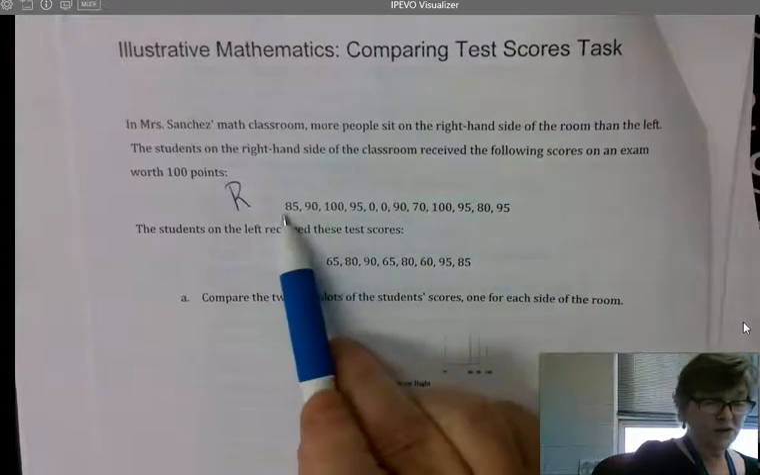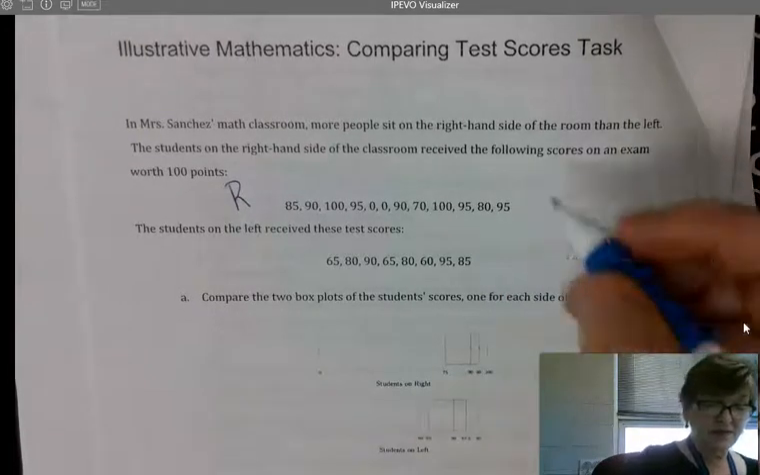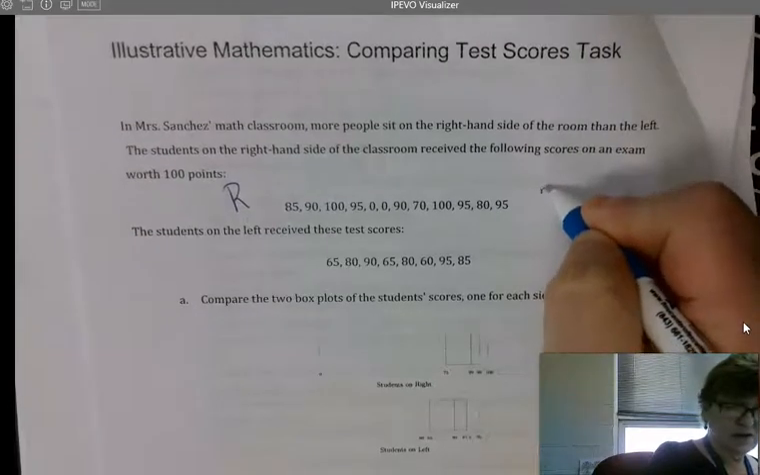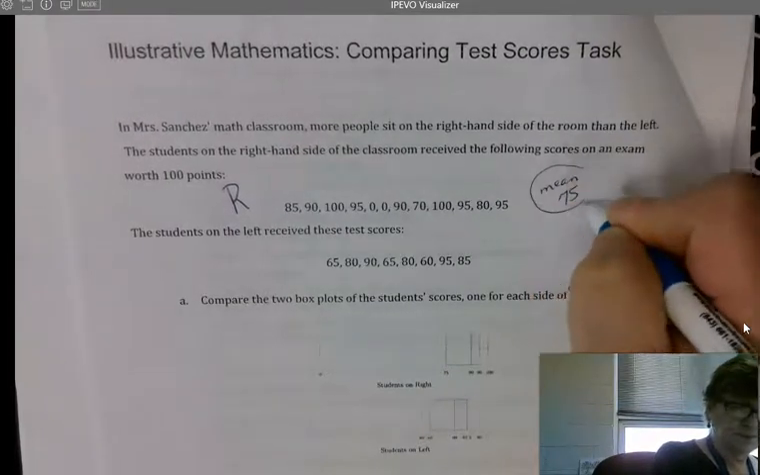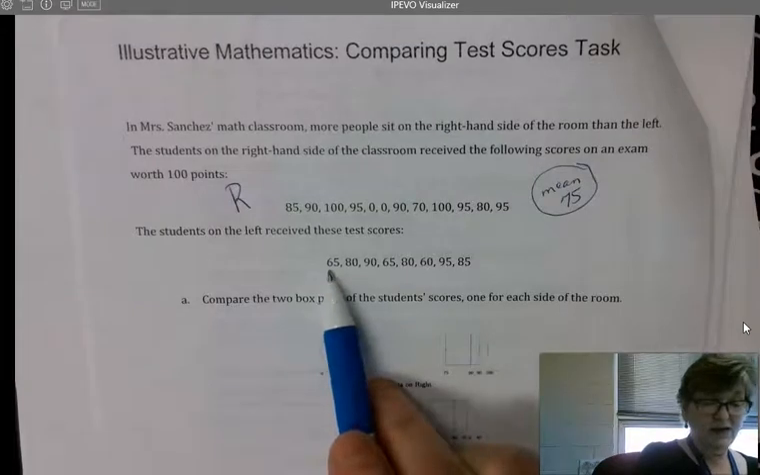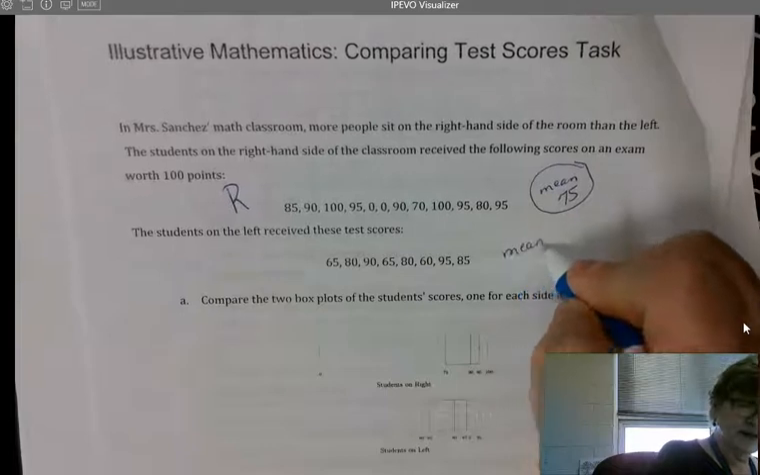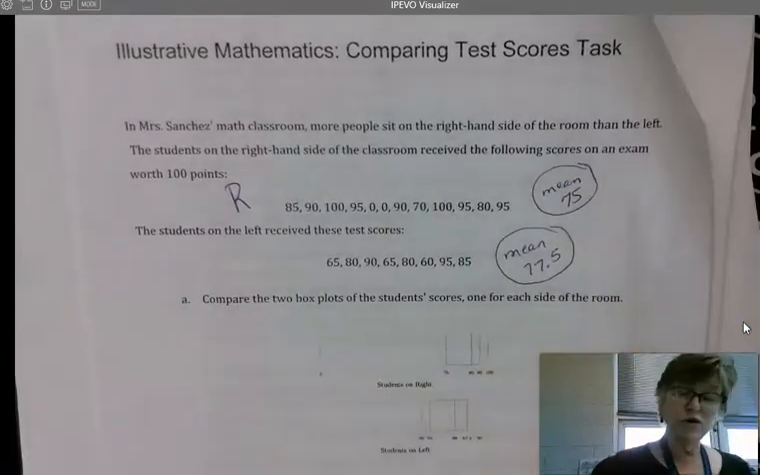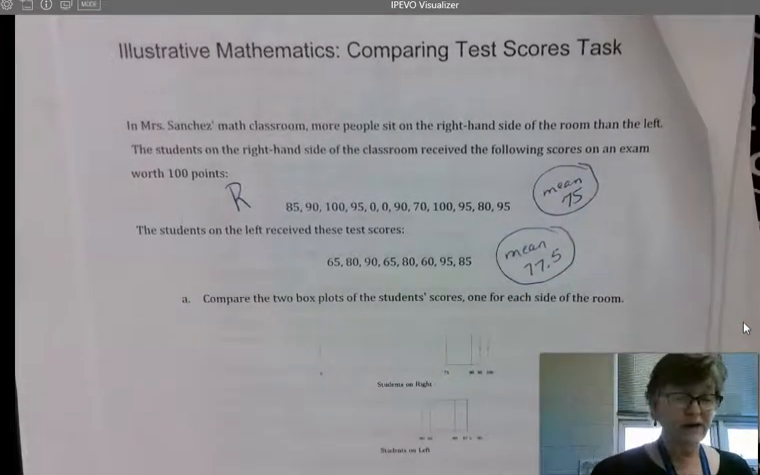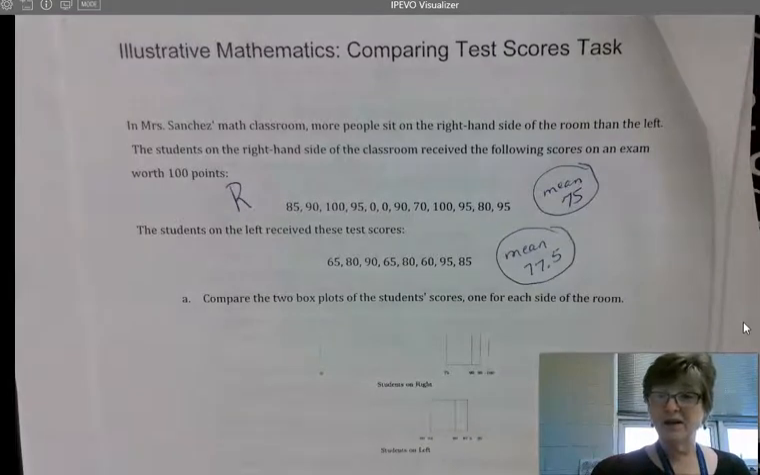Now the students on the right scored this set of data right here, and if you calculate the mean of this data, there's a total of 12 students, you find that the mean is actually 75. And if you calculate the mean of the scores here, for the left side, the mean is a 77 and a half. So currently, looking at these two pieces of data, we immediately would make an assumption or predict that the students on the left side had higher achievement or did better on this test.